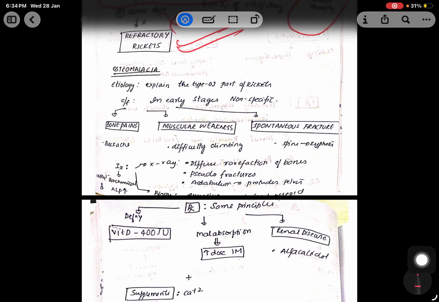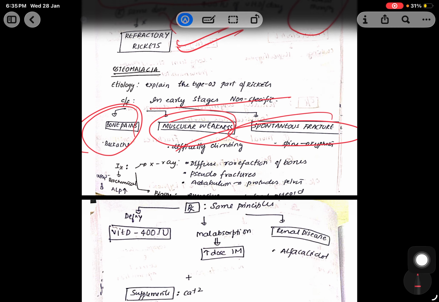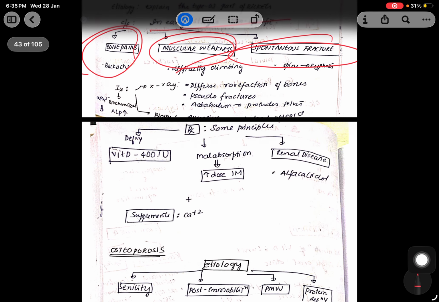Again, osteomalacia, if this is happening in adults, then it's called osteomalacia. Here the major thing in early stages, though it's non-specific, you will have bone pains and muscular weakness, or spontaneous fracture due to a pathological cause at the end. Again, here there is nothing else, the same principles.